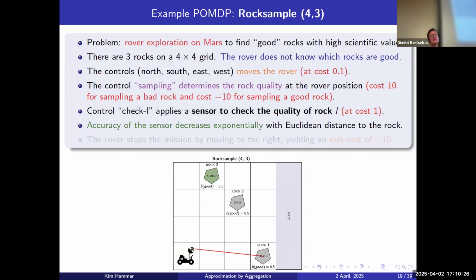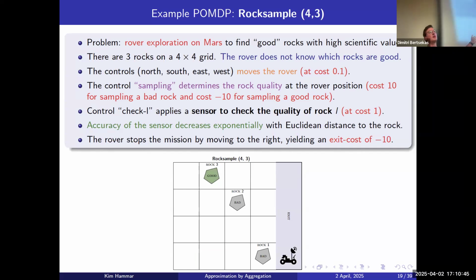So the problem is basically that you want to explore, find the good rocks as quickly as possible with as few sensor measurements as you can and with as few samples as you can. That is the best case scenario. And once you have found the good rock, you can also exit the mission by moving to the right side of the map. And then you also get a reward for completing your mission. So are there any questions about this problem? And we will show you some animations shortly.